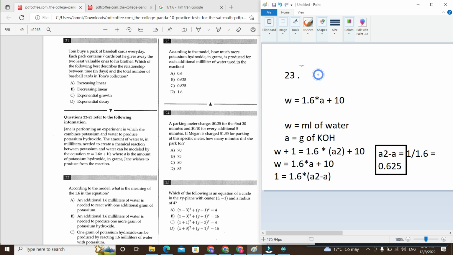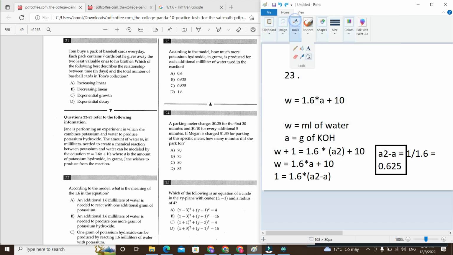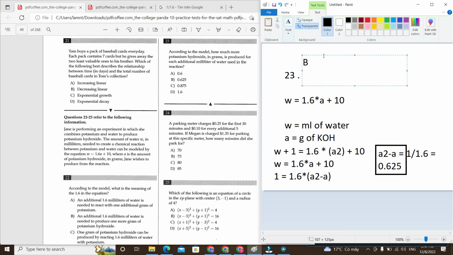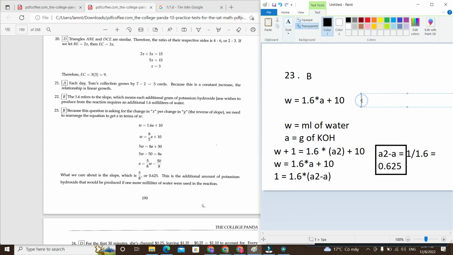So the answer is actually B, right? So yeah, 23 is actually B, and 22 is actually B as well.